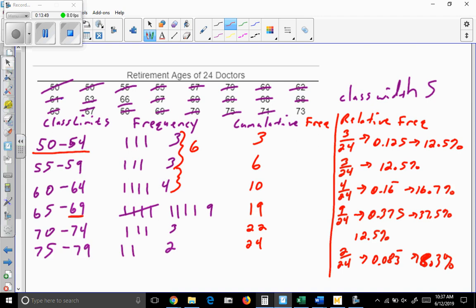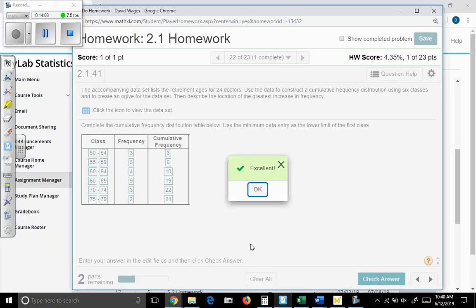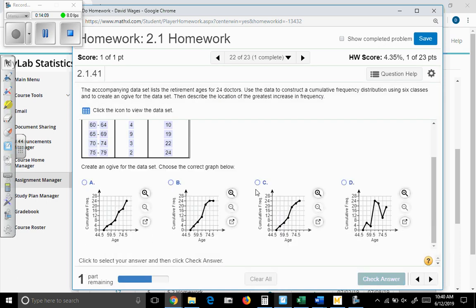So I'm going to pause real quickly, put all of these answers into MyMathLab, and then we'll look at the next part of the question. When we transfer these values over to MyMathLab, it tells us that we got that correct. We put in the classes, the frequencies, and the cumulative frequencies.